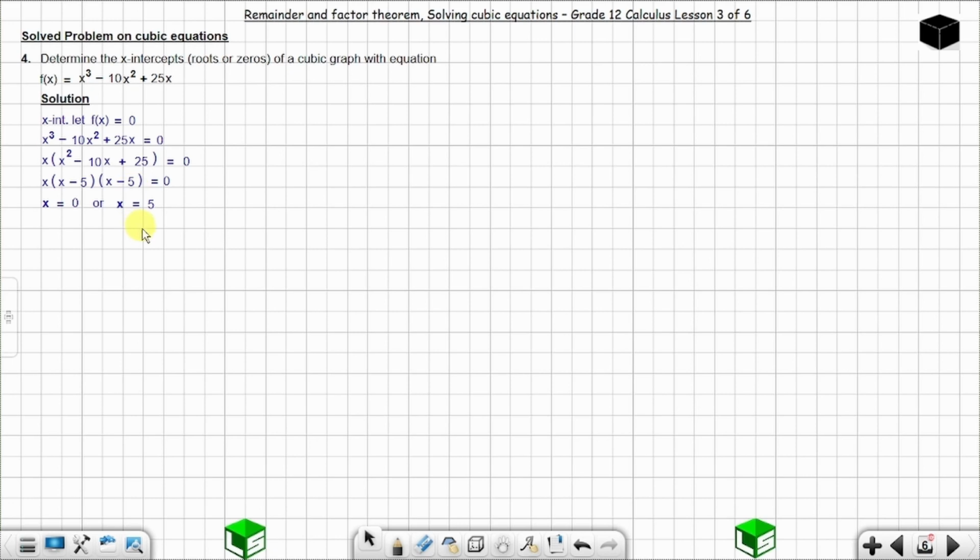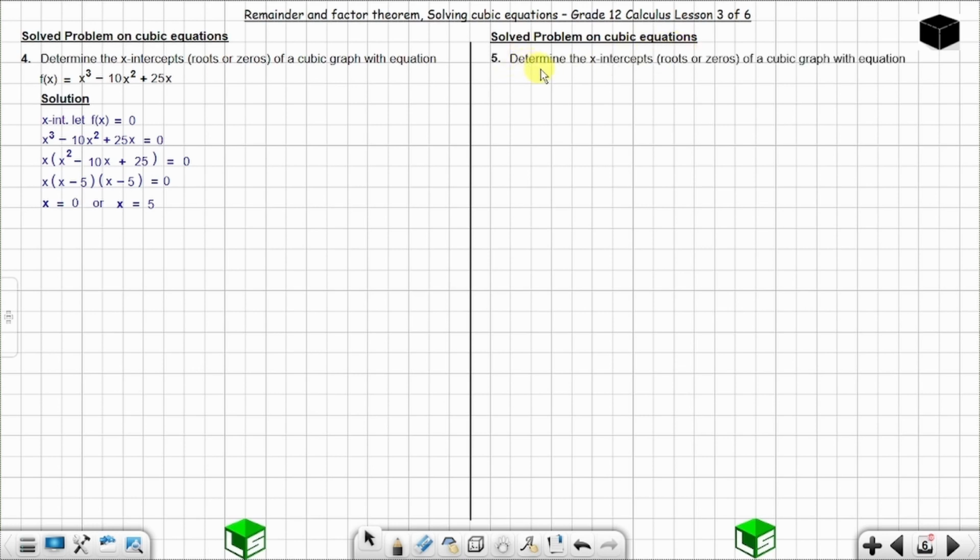So when you sketch this graph, you are going to have an x-intercept at 0 and an x-intercept at 5. And again, you are going to have the turning point at 5 on the x-axis. A turning point on the x-axis at 5. So this is how you can solve this question. Let's move on to question 5, the last question. We're still solving cubic equations.